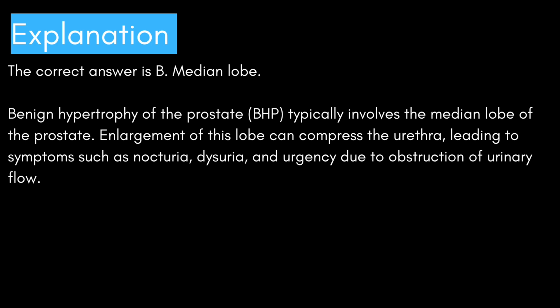Benign hypertrophy of the prostate, BHP, typically involves the median lobe of the prostate. Enlargement of this lobe can compress the urethra, leading to symptoms such as nocturia, dysuria, and urgency due to obstruction of urinary flow. All right, let's go ahead and see why the other answer choices are incorrect.